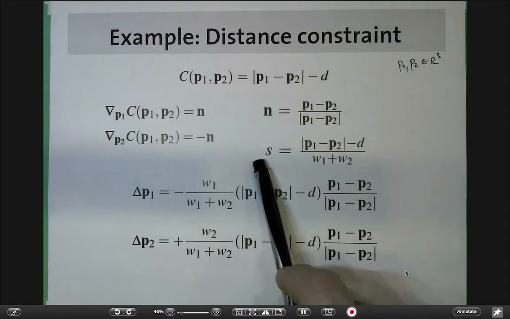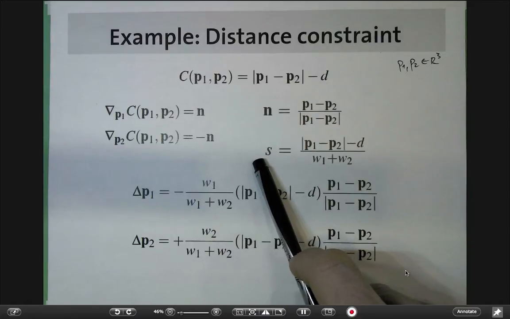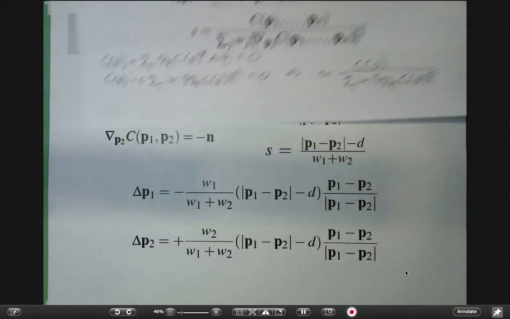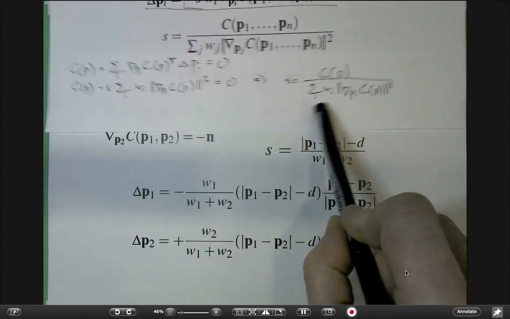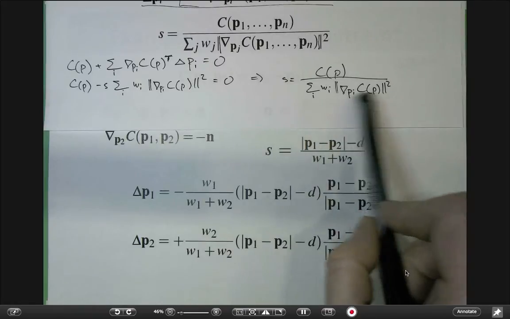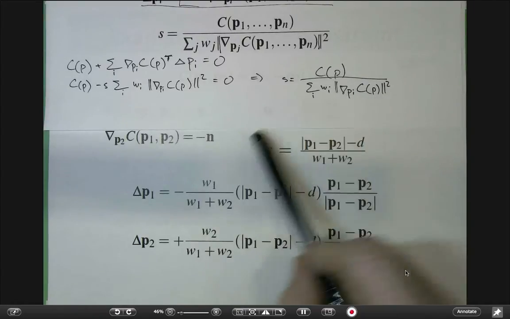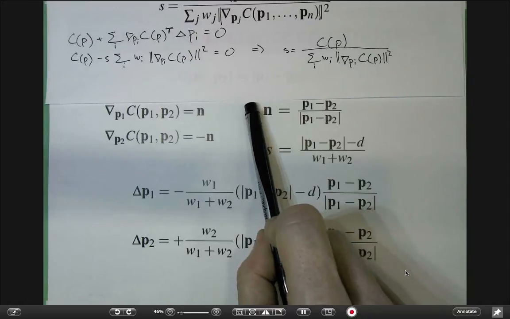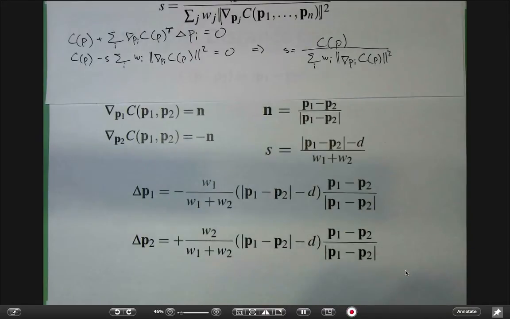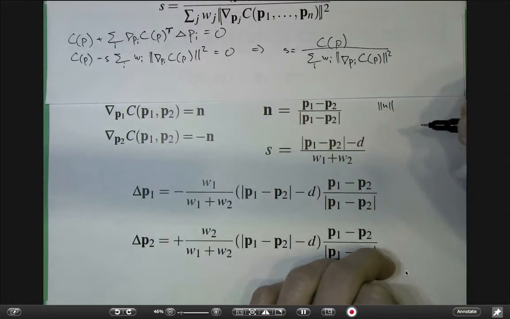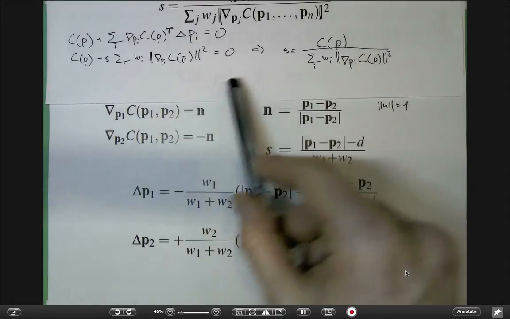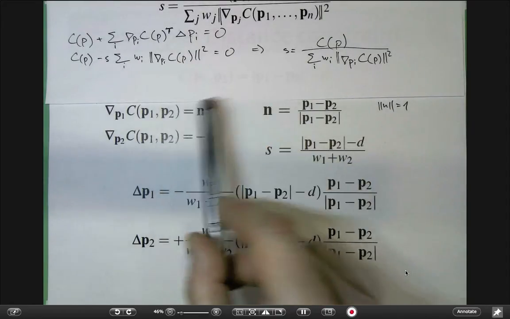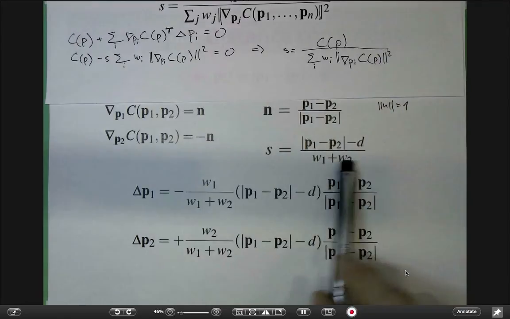So what was this S, the coefficient I derived right here? The coefficient S was the constraint value divided by the sum of the inverse masses times the square norm of the gradient, right? In this case, it's simple because the length of n is 1, so this goes away. This is just 1, and I have just 2 p's here, p1 and p2. So this is just w1 plus w2, right?